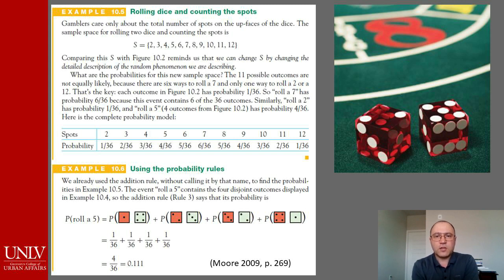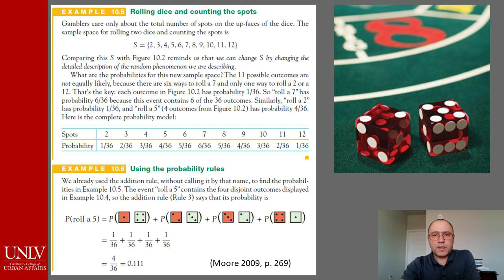I'm bringing additional examples here, rolling dice and counting the spots. For example, when we roll 2 dice, the sum of the possible outcomes would be between 2 and 12, and the probability of each of them equals 1 divided by 36. Based on the probability, if we want to estimate how many times we can reach the number 5 when we roll 2 dice, rolling a 5 contains 4 disjoint outcomes displayed in the example.